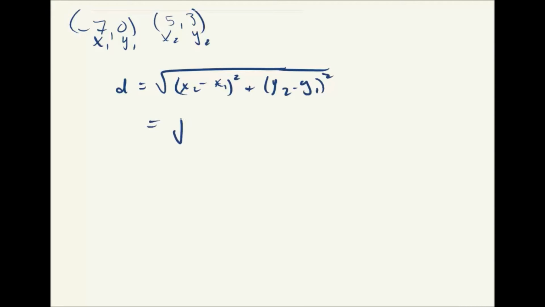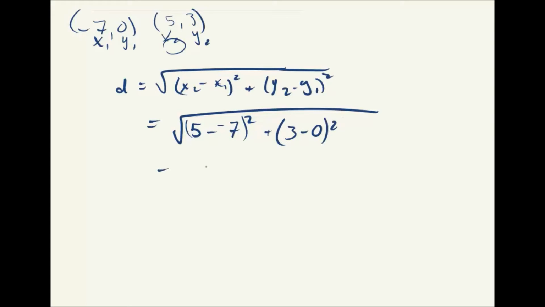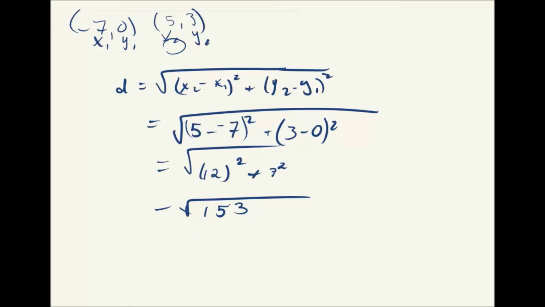We'll just go ahead and plug in our points. 5 minus negative 7. So 5 is x2, minus negative 7 is x1, squared, plus 3 minus 0 squared, which gives us 12 squared plus 3 squared, still under a square root, 144 plus 9, that'll give us 153, the square root of 153.